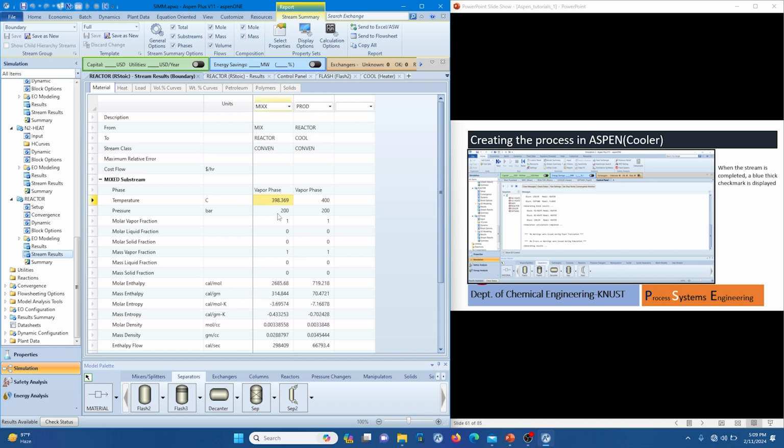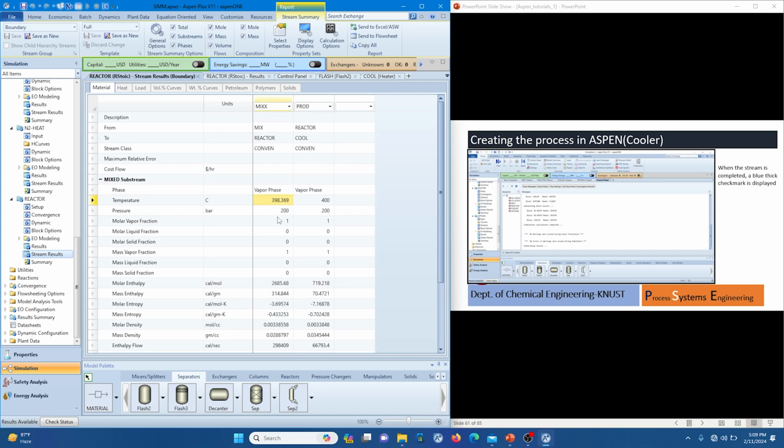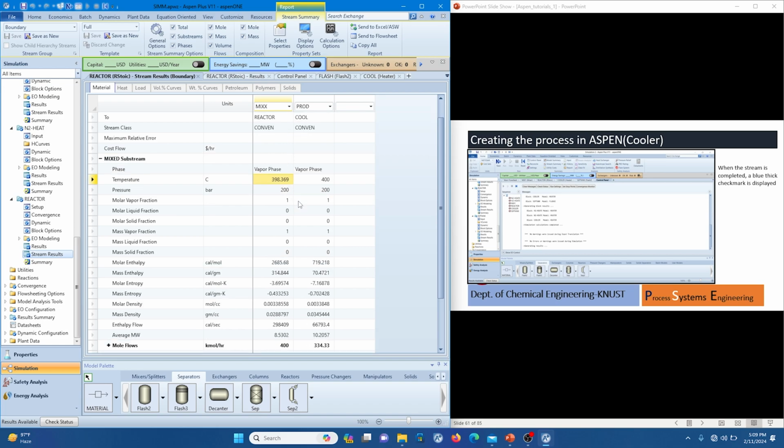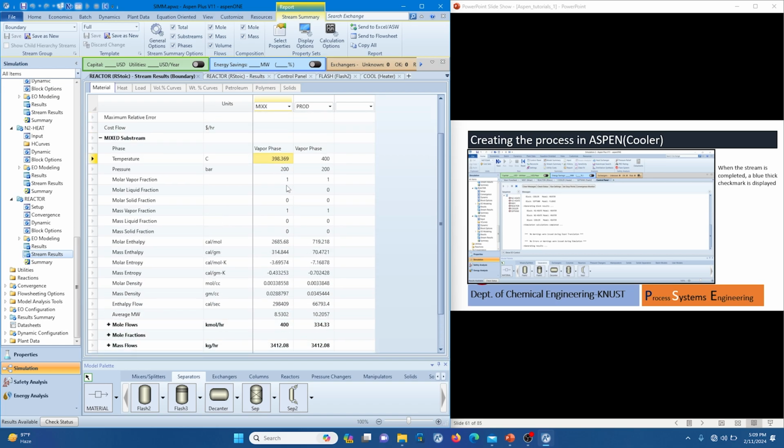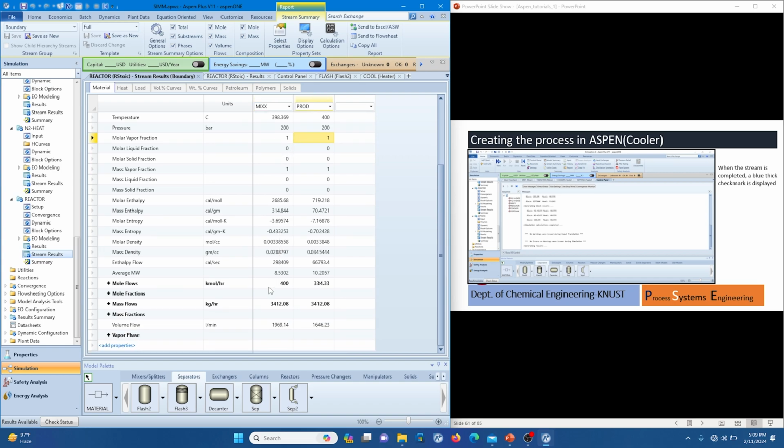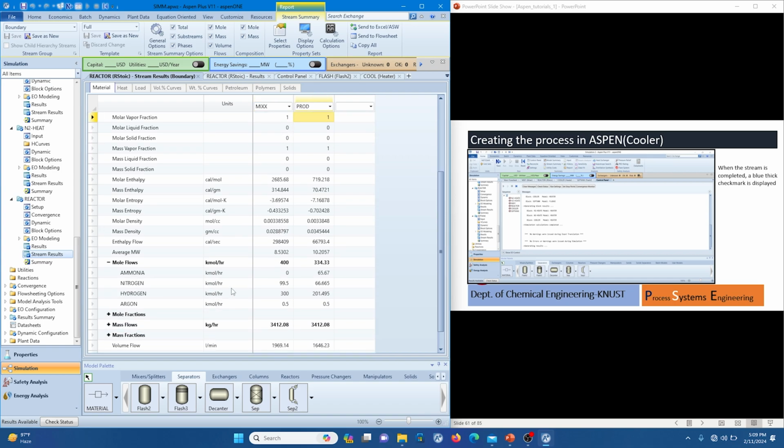So the temperature, the inlet and the outlet. So we have all that, molar flows. And you can see the flow rate of all the components.